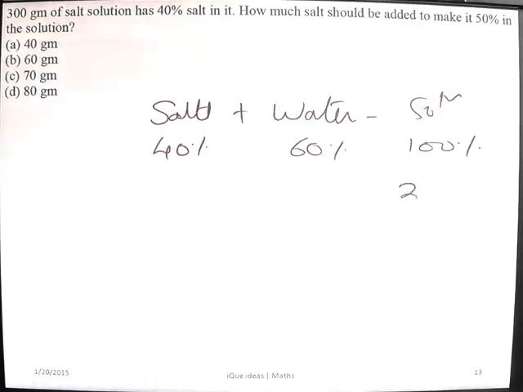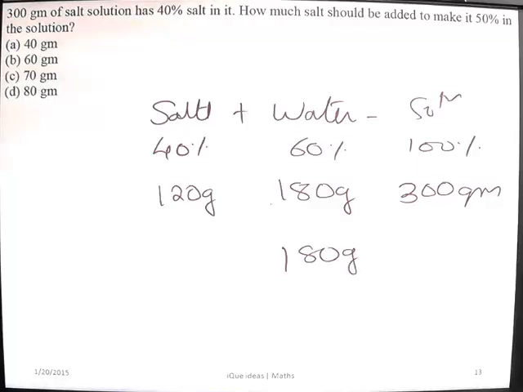Now as the total amount is actually 300 grams, 100 threes are 300, so 40 threes are 120 grams and 60 threes are 180 grams. Now it says how much salt should be added to make it 50%. I'm simply adding salt, which means my water remains at 120 grams, and if salt is 50%, that means water is also 50%, which means they are equal in quantity. So from 120, if I want to bring salt to 180, I simply need 60 grams more. So 60 grams of salt being added to the solution makes it a 50% solution. See, simple.